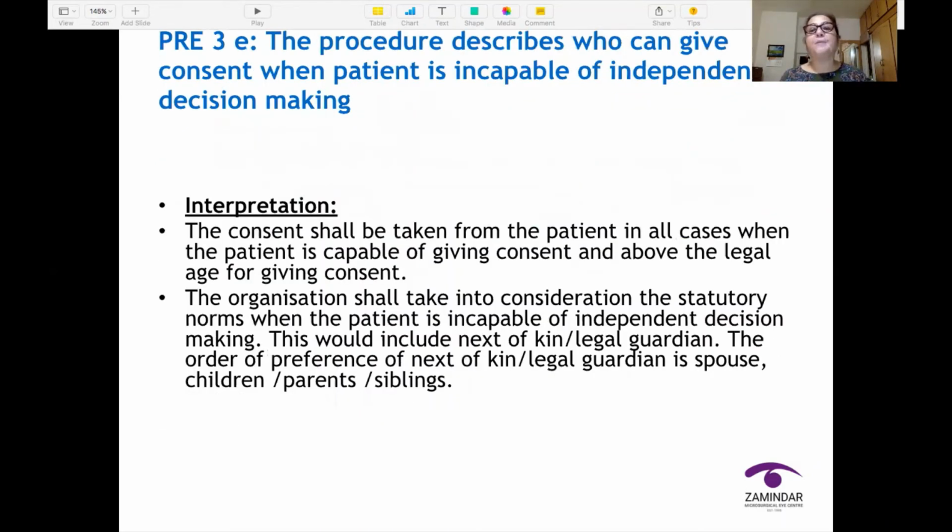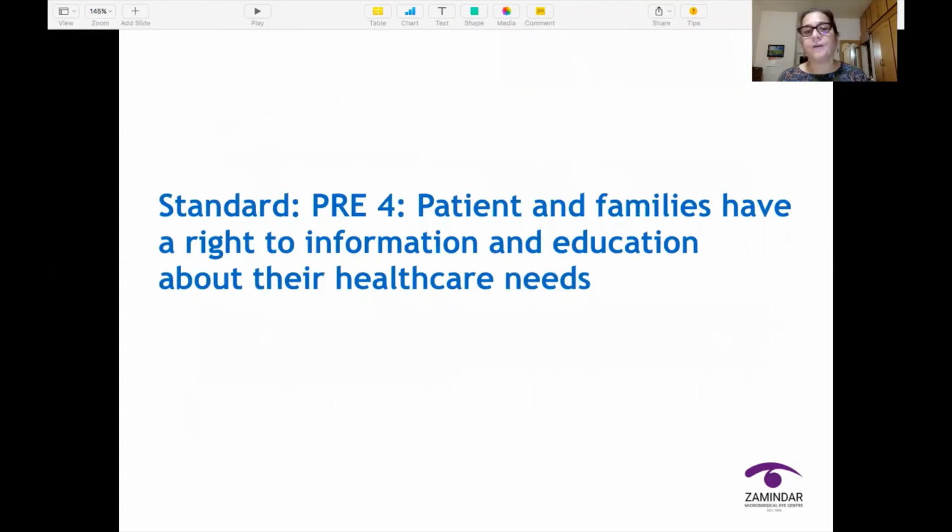The procedure describes who can give consent when the patient is incapable of independent decision making. So it should be written in your SOP who will give the consent. It should be a sibling, kin, legal guardian, or a spouse, in case the patient is mentally or physically incapable of giving consent.